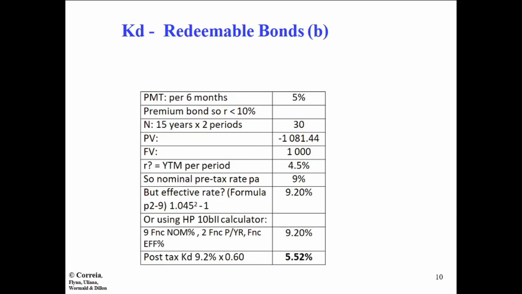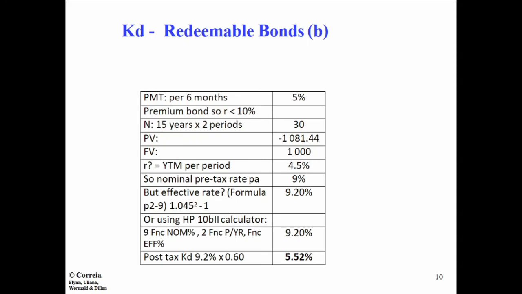So we want to calculate what is the rate after tax, because that is what we need to do to determine our cost of debt. And remember, the tax rate was 40%. So if we take our effective rate of 9.2% net of tax, we will be left with 5.52%. And this is our cost of debt for this redeemable bond.